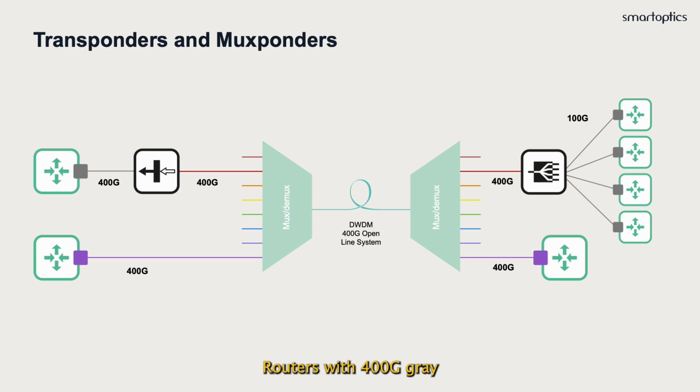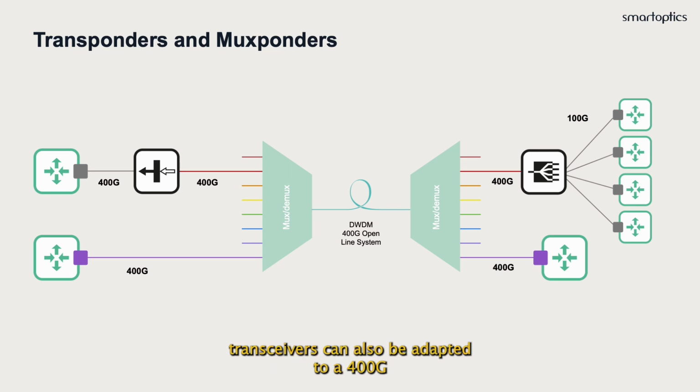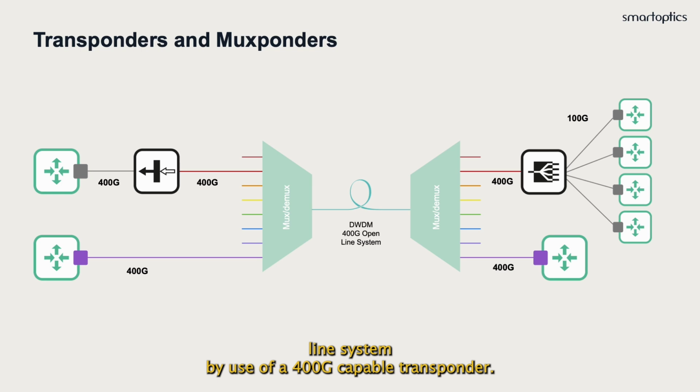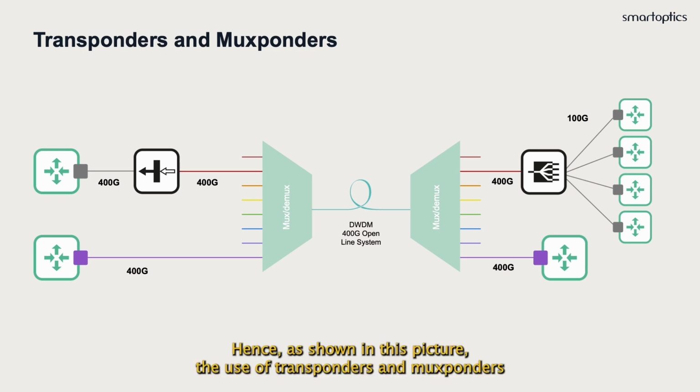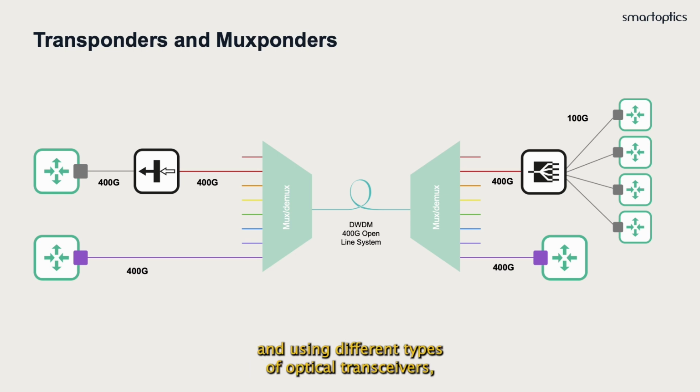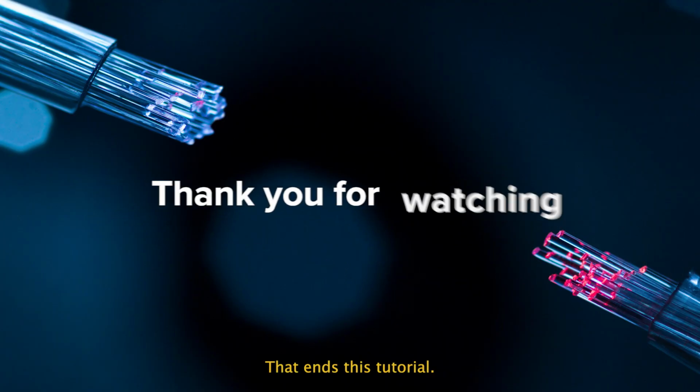Routers with 400G gray, that is non-DWDM transceivers, can also be added to a 400G line system by use of a 400G capable transponder. Hence, as shown in this picture, the use of transponders and muxponders enables a convenient mix of clients with different data rates and using different types of optical transceivers, all for the benefit of the economy of the customer. This ends this tutorial.